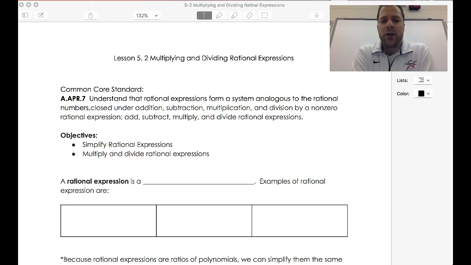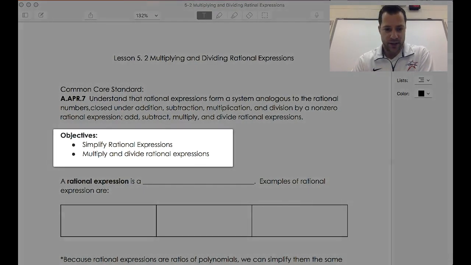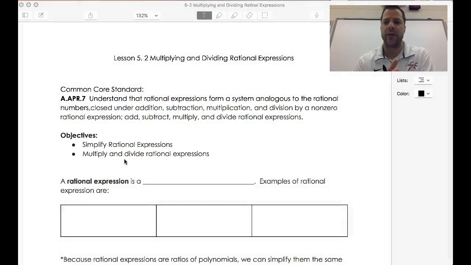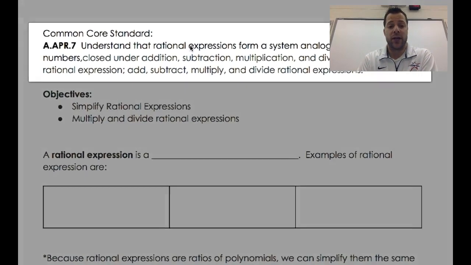Today we're going to shift gears and move away from talking about inverse variation, which is a type of rational expression, into actually simplifying them. So our objectives today are to simplify rational expressions and to multiply and divide rational expressions, and I'll divide that up into two videos. Okay, so the big thing here is the Common Core standard.